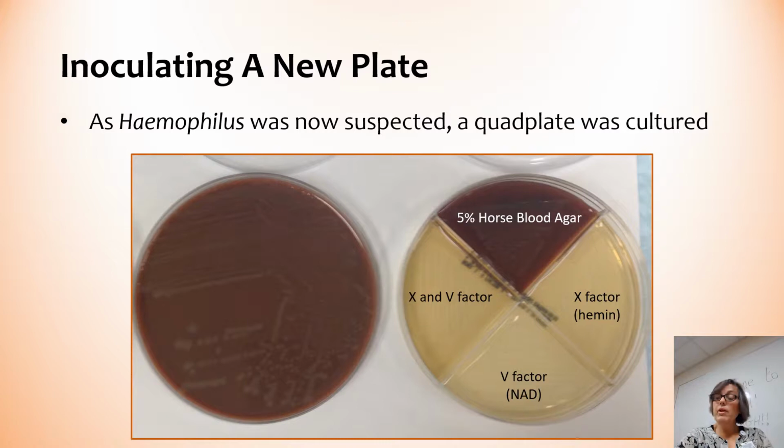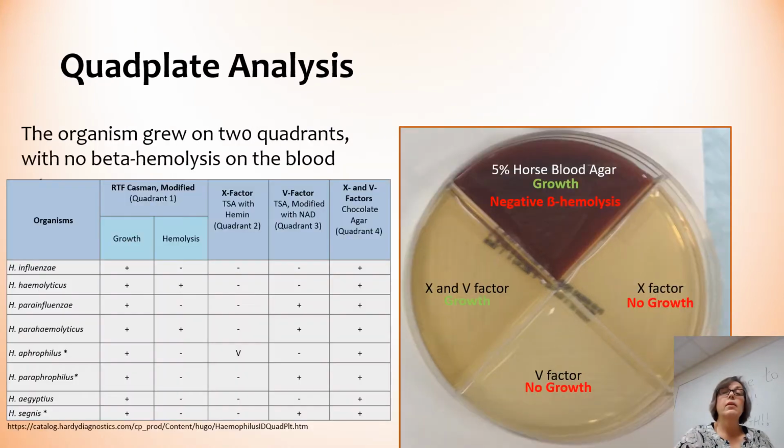I also inoculated a quad plate. The quad plate contains 5% horse blood, X and V factor, X factor alone, V factor alone, and X and V factor. I included a chart showing the probabilities of Haemophilus species that could grow on the quad plate.